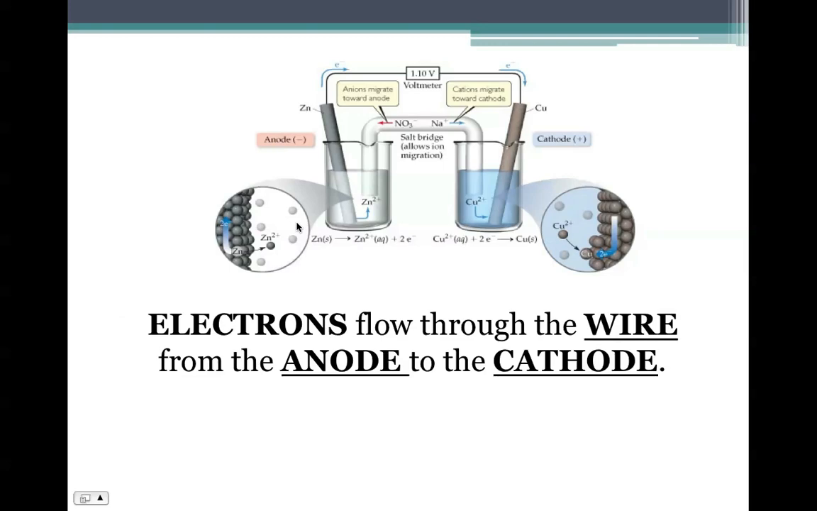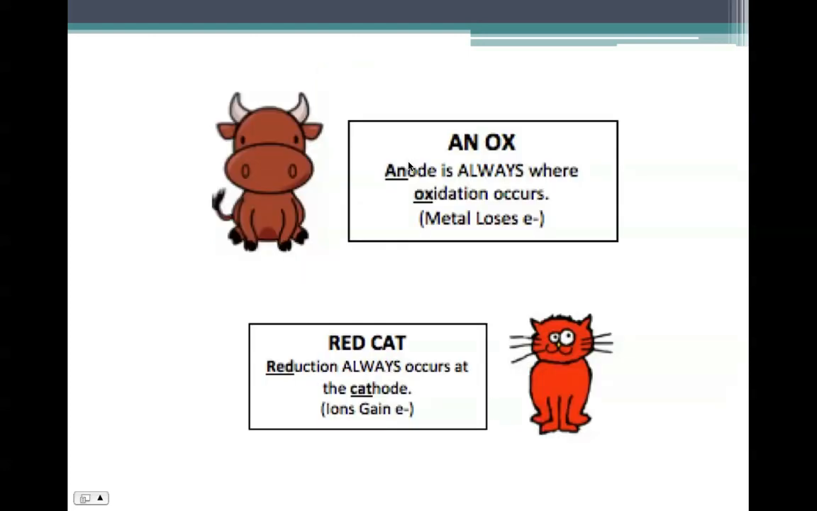One important part to note is that electrons are always going to flow through the wire from the anode to the cathode. I always remember this alphabetically: anode to cathode, A to C. And it's important to note that electrons always travel through the wire, never through what we've referred to as the salt bridge. So an ox, anode, is always where oxidation occurs, and red cat, reduction always occurs at the cathode. And also remember the phrase, the red cat gets fat. The cathode is always going to be building up in size from the atoms that are sticking to it.